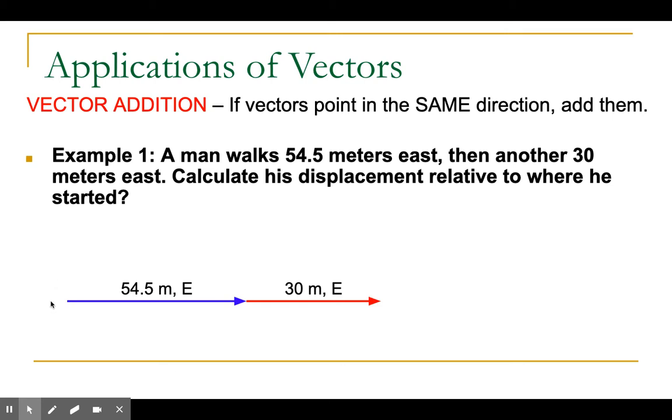To find his total displacement from the initial location to the final location, we add the vectors when they point in the same direction. Therefore, the total displacement is equivalent to 84.5 meters in the east direction, as the man ends east of where he began.